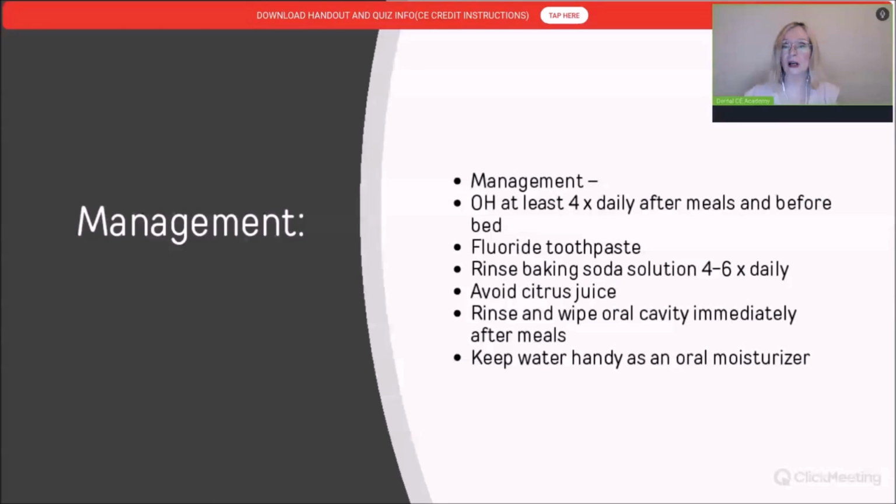Oral hygiene at least 4 times a day after meals and before bed. Fluoridated toothpaste, but I'm going to bump that up and say consider nano-hydroxyapatite, or nano-hydroxyapatite in conjunction with a fluoride dentifrice, that Adam will talk to you about. You can also have them rinse with a baking soda solution, a teaspoon of baking soda in 8 ounces of water 4 to 6 times daily to try to neutralize the acids. Avoid citrus. Rinse and wipe the oral cavity immediately and keep water handy as an oral moisturizer.